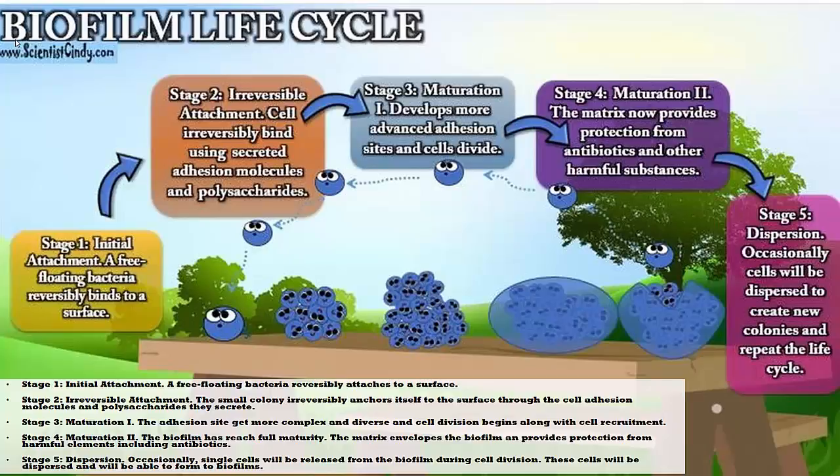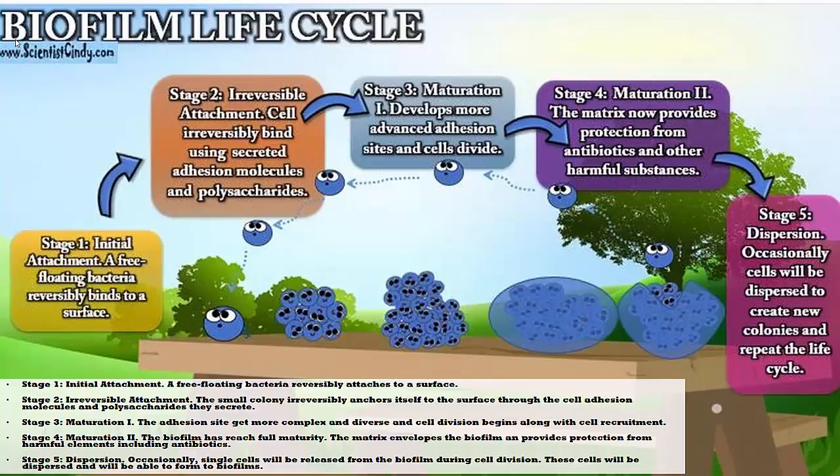Here is an illustration of the biofilm life cycle. In stage 1, we have the initial attachment. In stage 1, a free-floating bacteria reversibly attaches itself to a surface. Stage 2 is irreversible attachment. In stage 2, the small colony irreversibly anchors itself to the surface through the expression of cell adhesion molecules and polysaccharides that they will secrete.